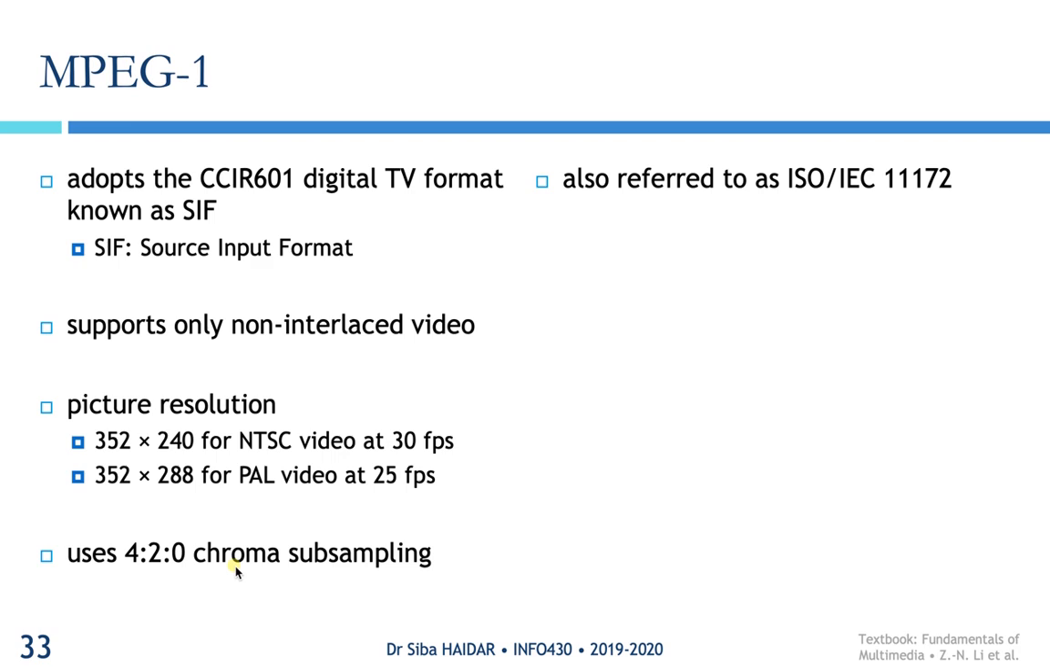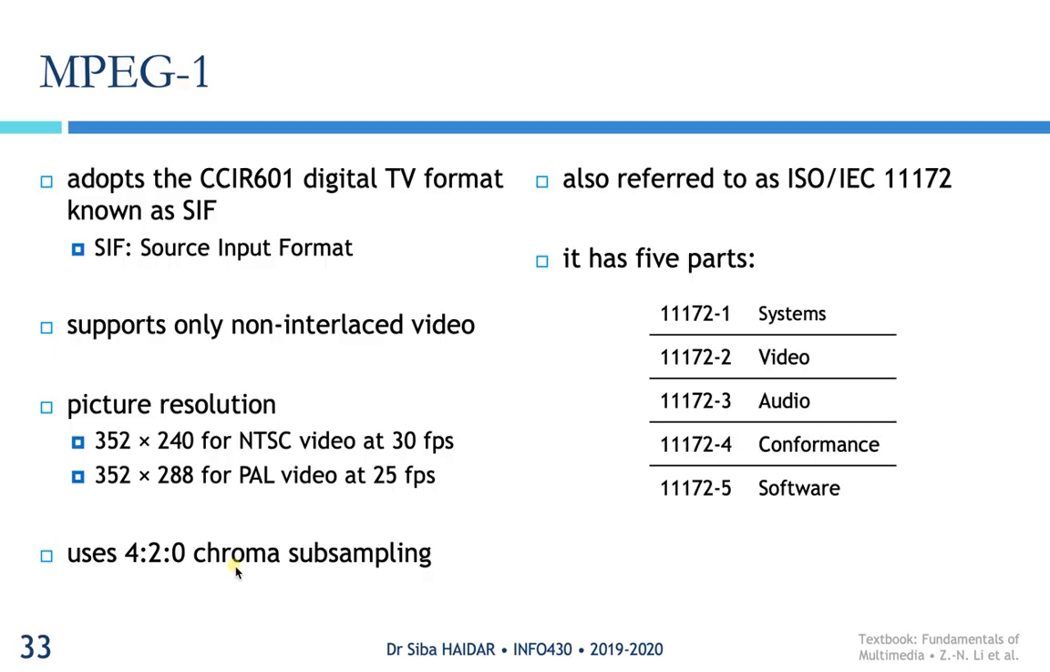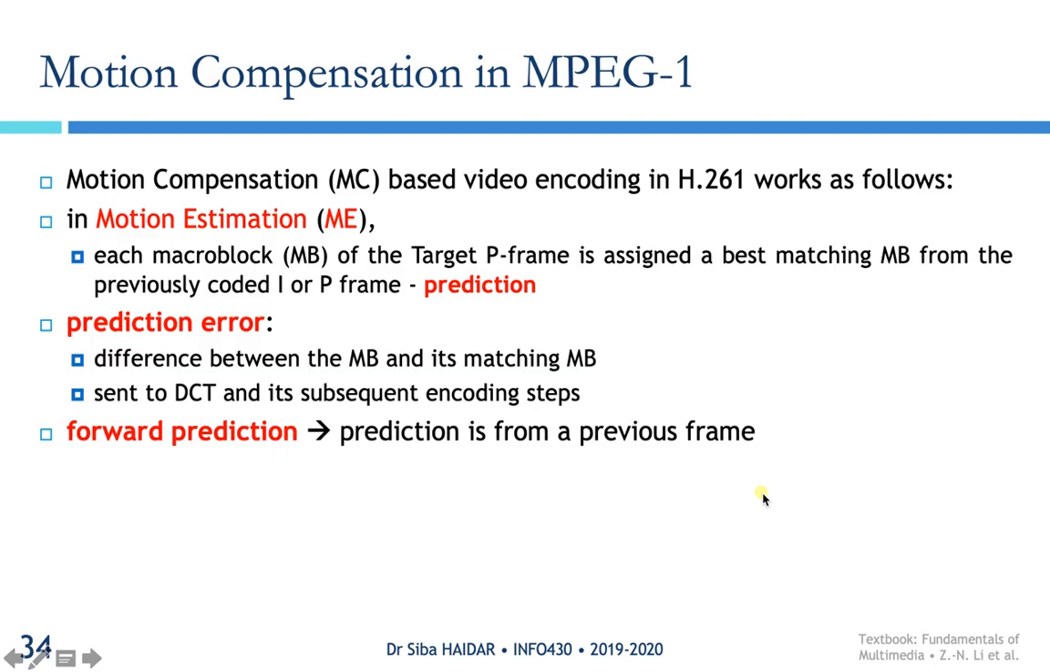MPEG-1 is also referred to as ISO/IEC 11172, and it has inside it 5 parts: the first is for the system, the second for the video, the third for the audio. That's why we say MP3, because it is MPEG layer 3. The fourth is for the conformance, and the fifth is the software.